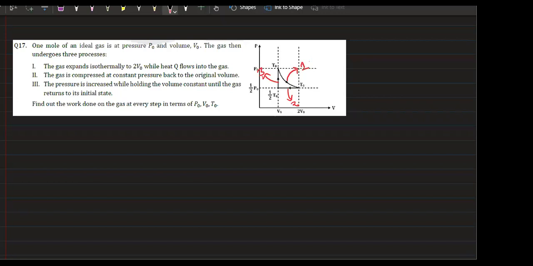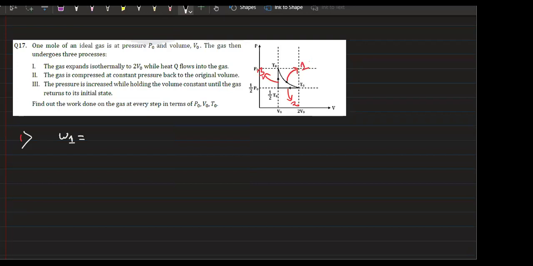Now we have to solve this problem. We'll start with the first one. When you talk about the first one, the gas expands isothermally to 2V naught while heat Q flows into the gas. So it is your isothermal process. You have to find work done in every step. So work done in the first process, W1. It is your isothermal process, so just write down the formula of isothermal process.